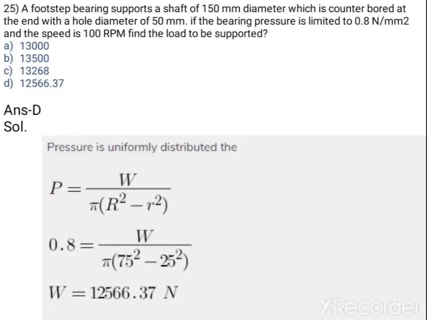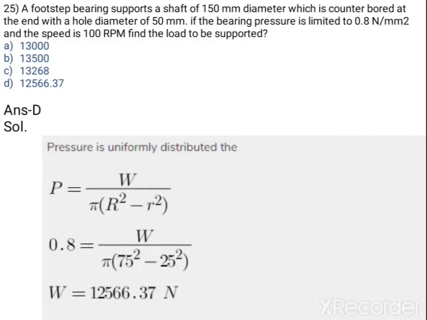Now next question number 25. A footstep bearing supports a shaft of 150 mm diameter which is counterbored at the end with a hole diameter of 50 mm. If bearing pressure is limited to 0.8 Newton per mm square and the speed is 100 rpm, find the load to be supported. 4 options are given here.